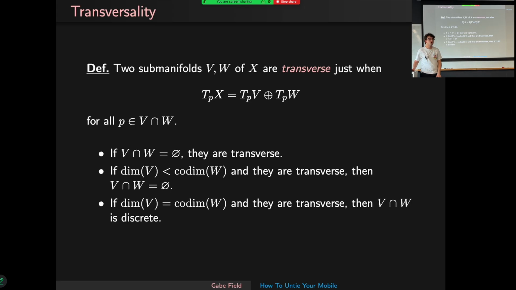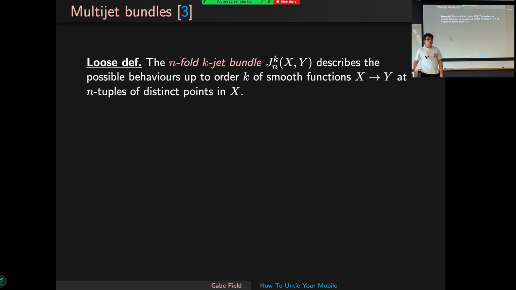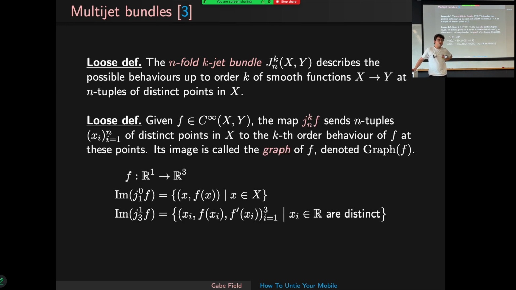Nice. Okay, let me tell you very, very loosely about multijets. So, okay, yuck. The n-fold k-jet bundle from X to Y describes the possible behaviors up to order k of smooth functions from X to Y at n-tuples of distinct points in X. And that's a bit of a mouthful. If it washes over you, don't be worried. A further loose definition, if I have a particular smooth map, I can have this thing called j^k_n f.